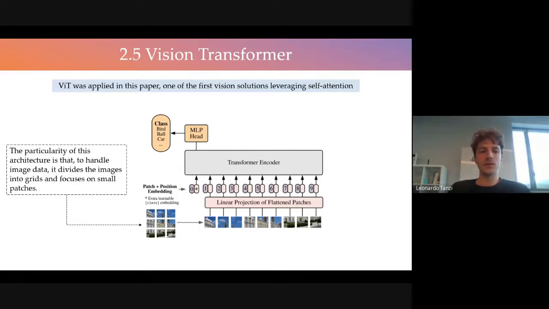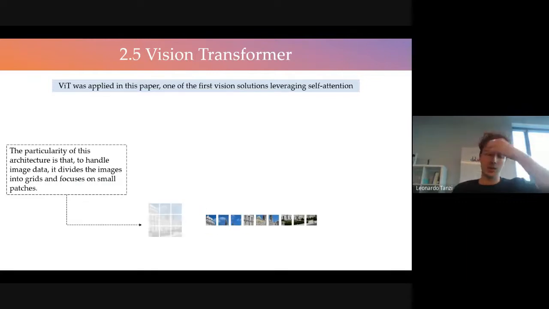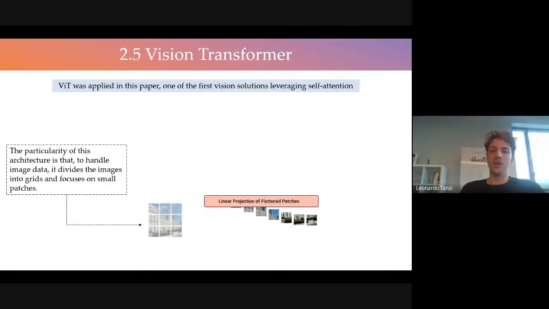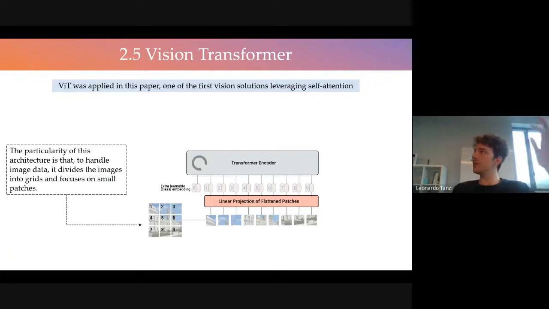The full architecture of the vision transformer works like this. You take an image, you divide it into patches, then you project each of the patches. You add an extra learnable class embedding and a positional embedding. You pass to the encoder, and then you attach an MLP head for classification. It's slow, it's animation.